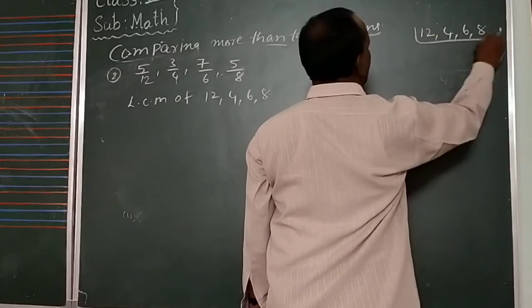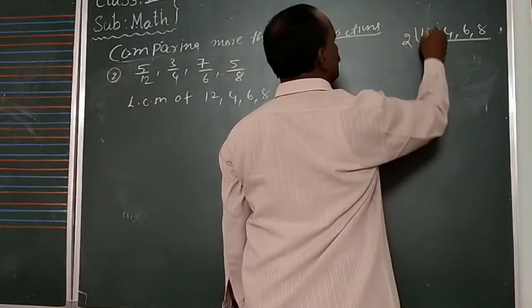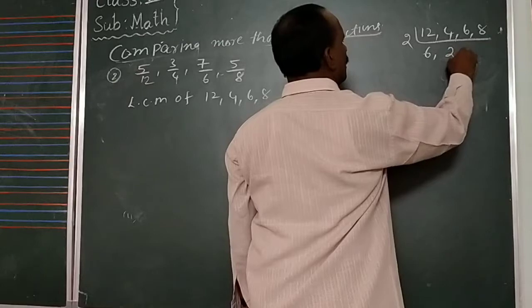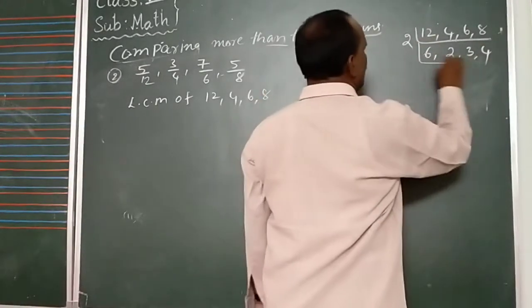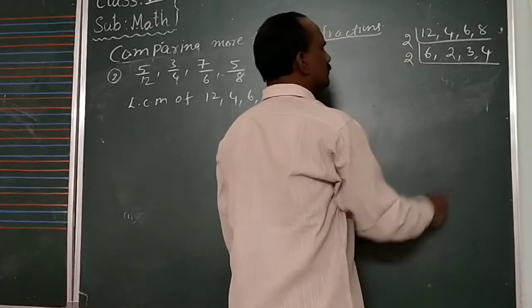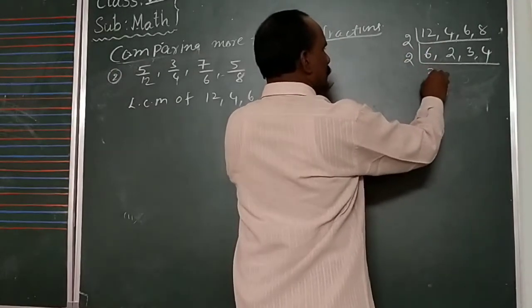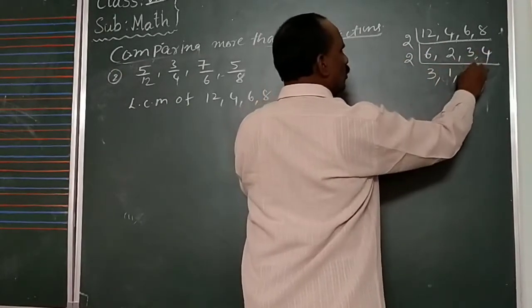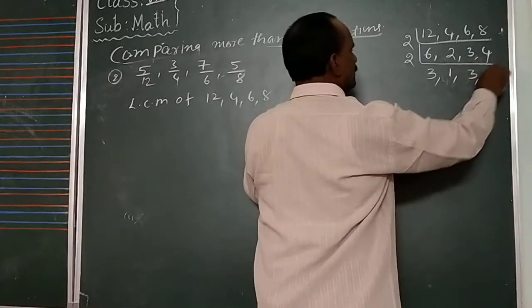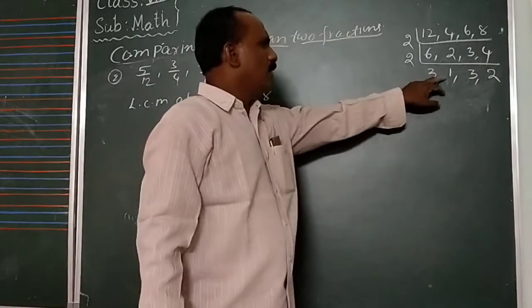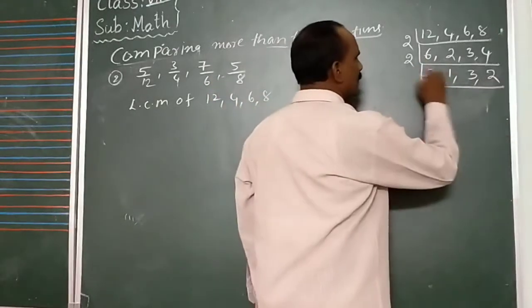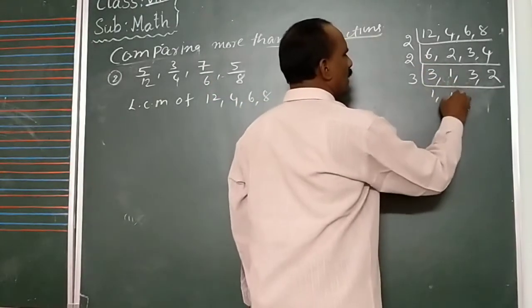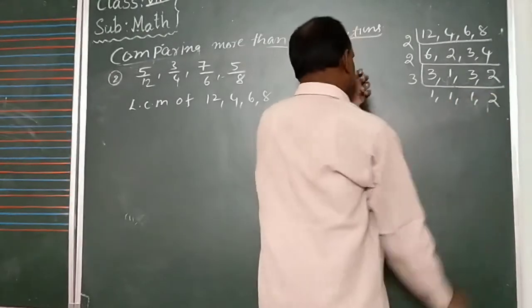In which table is it going? The 2 table. 2 6s are 12, 2 2s are 4, 2 3s are 6, 2 4s are 8. Once again with the 2 table: 2 3s, 2 1s. 3 won't go, so the same number comes down. Again, 1, 2 is not going. 2 3s are there, still it goes to the 3 table. 3 ones, 1, 1, 2.